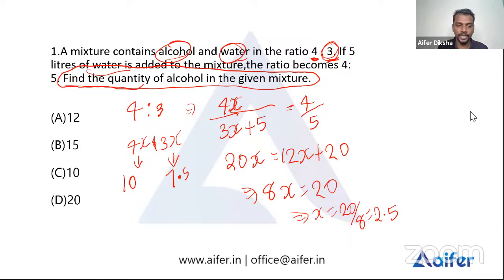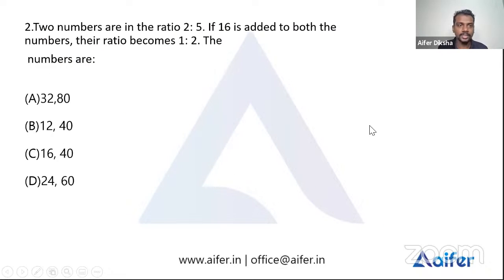So this is a question. Okay, moving to the next question. Just one more question from ratio and proportion. We don't have much time. All the questions we are discussing are previous questions. Two numbers are in the ratio 2:5. If 16 is added to both the numbers, the ratio becomes 1:2. The numbers are?